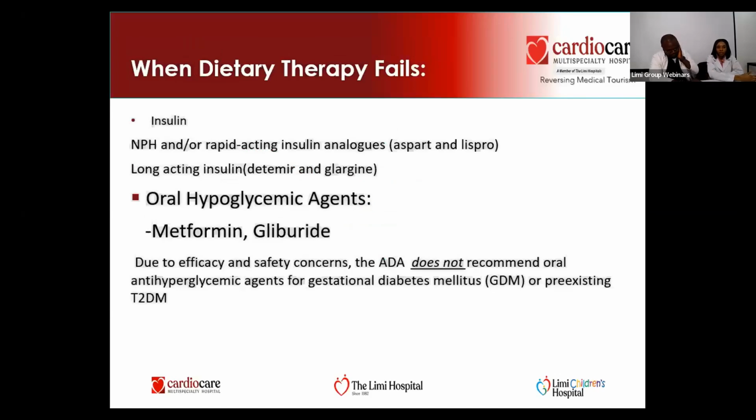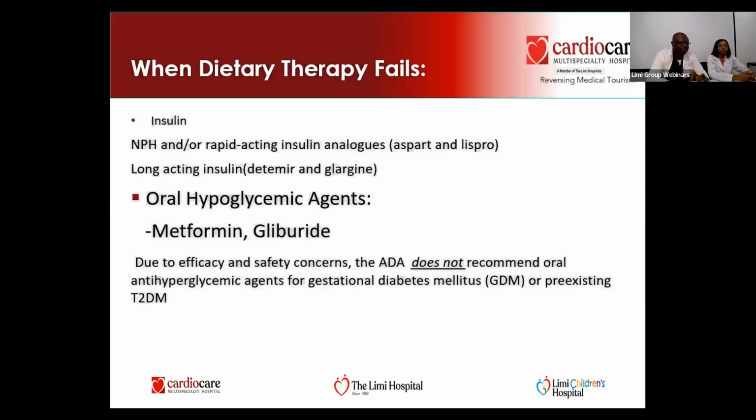So when dietary therapy fails, like you said, we always start with that. Then we move to pharmacological therapy, where you have the insulin. We use rapid acting insulin analogs like Aspart, Lispro, NPH, and long acting insulin, Detemir, Glargine. There are oral hypoglycemic agents as well, using metformin, glyburide. Due to efficacy and safety concerns, the ADA does not recommend oral anti-hyperglycemic agents for gestational diabetes mellitus or pre-existing type 2 DM. Okay, so like you said, by the time you're taking care of the feeding and exercise, and the control is not there, you have to enter pharmacologic therapy.